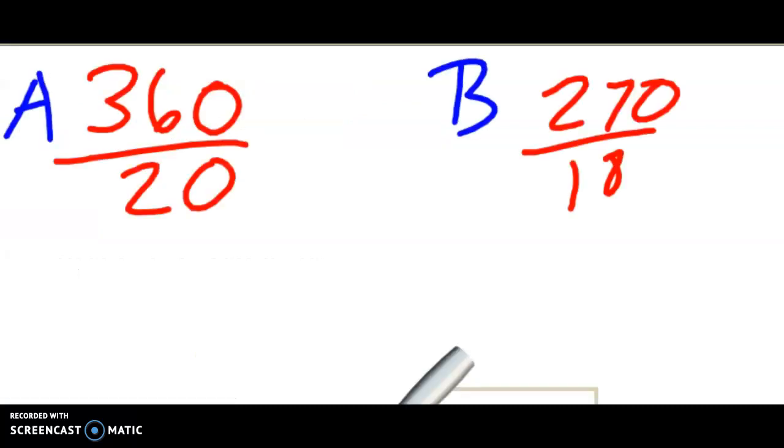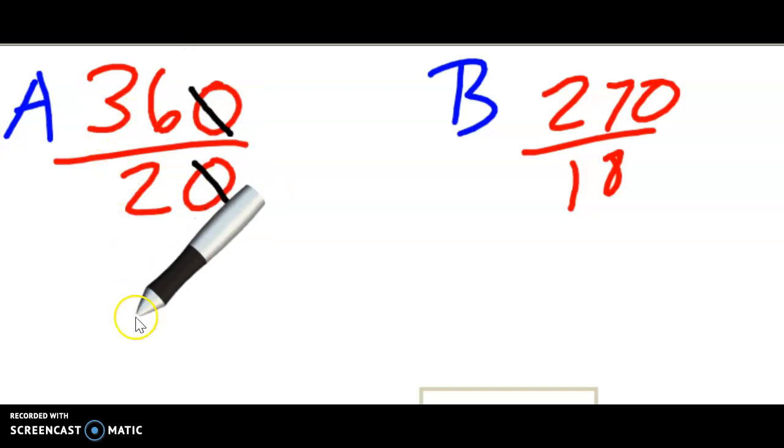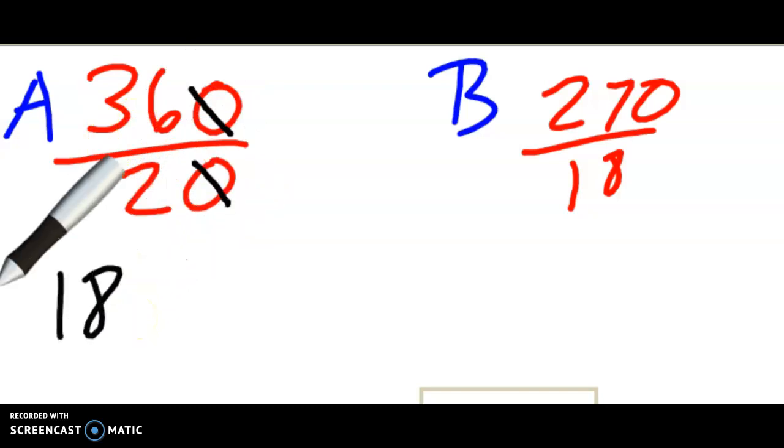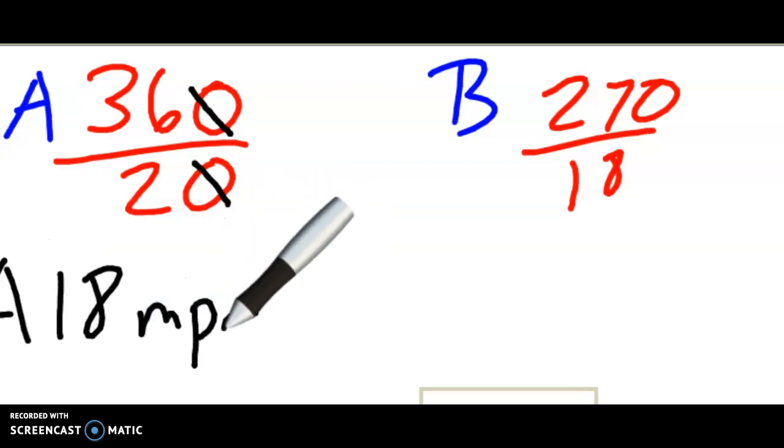So when we're doing a comparison, we could write it as a fraction. 360 over 20 is for A, and B is 270 over 18. Whenever I see zeros on the top and the bottom of a fraction, I know I can get rid of them. So I get rid of this zero right here, and this zero right here. Now to divide 2 into 36, which is going to give me 18. So A's gas mileage is 18 miles per gallon.